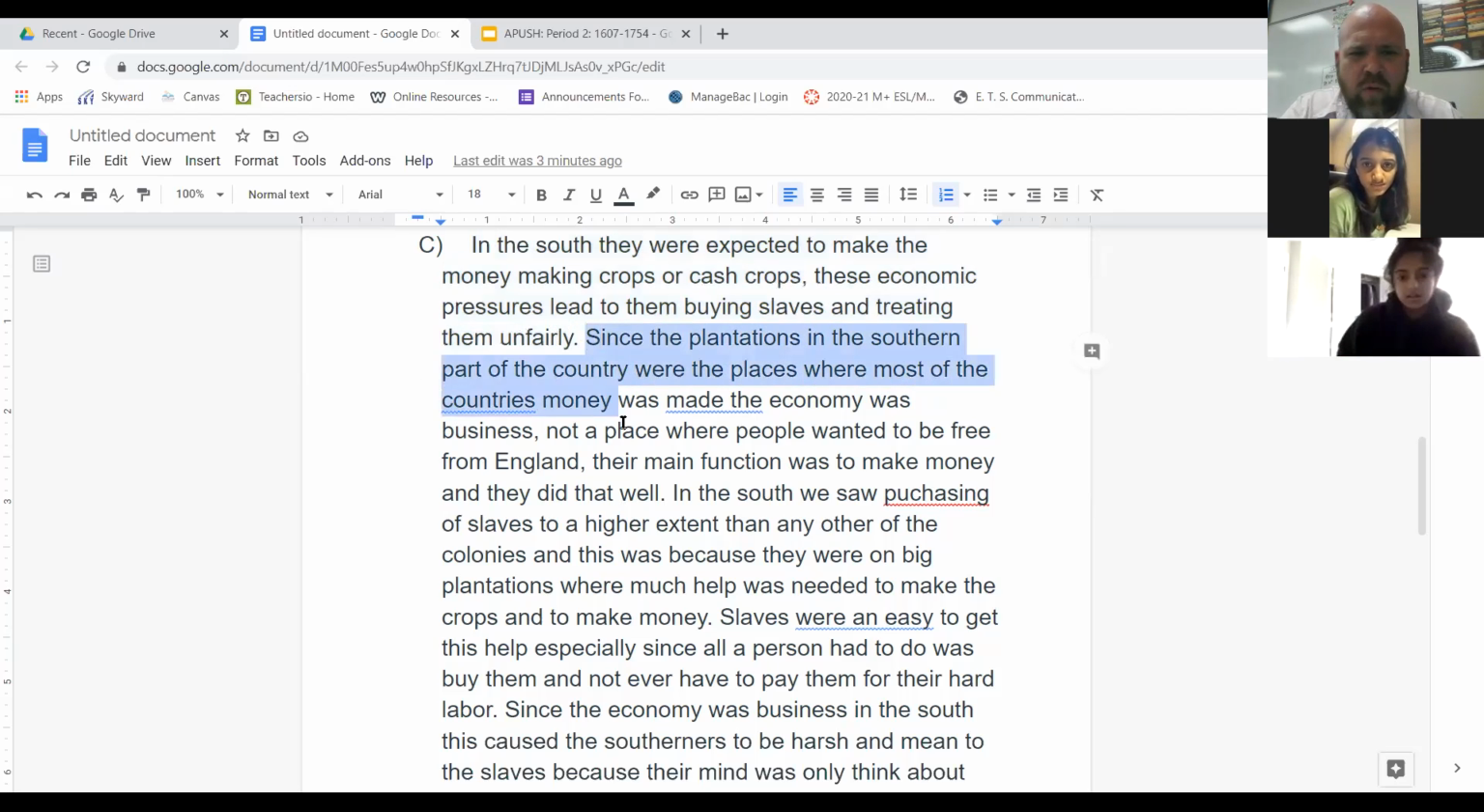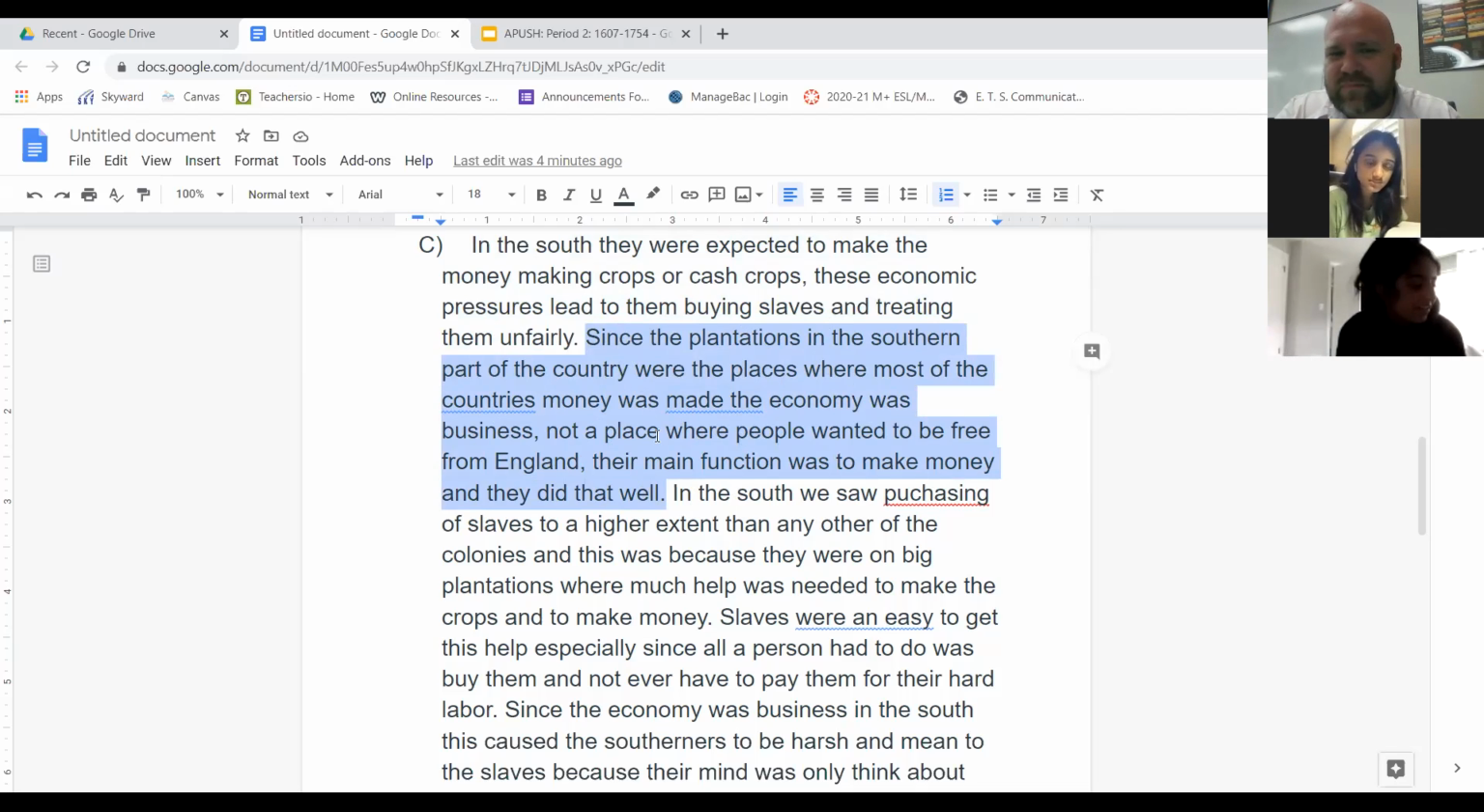This is almost a thesis. This is pretty close to a thesis. This one is pretty close, right? Since the southern part places where most countries made money, made the economy and business, people didn't want to be free from England, right? This is getting pretty close to a thesis. The part that falls apart for me here is people were not a place where they wanted to be free from England, because the South did want to be free from England, which is why they joined the revolution, right? So this is pretty close. In this case, it's just not correct. It's just not right, right?